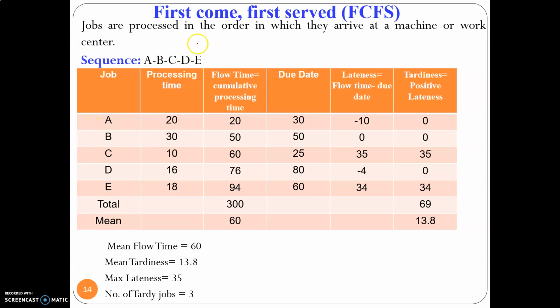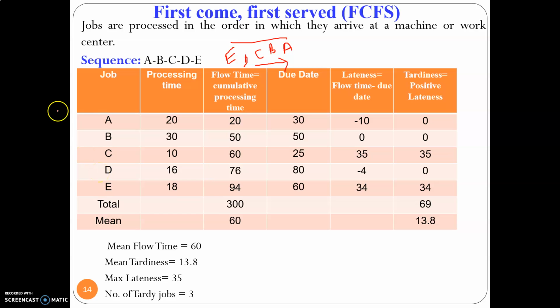So in a queue, the first job to come inside the queue is A, followed by B, C, D, and E. So we are going to feed the jobs in the order in which they enter the system. So job A will be processed first, followed by B, C, D, and E. So I have arranged the jobs in that particular order.